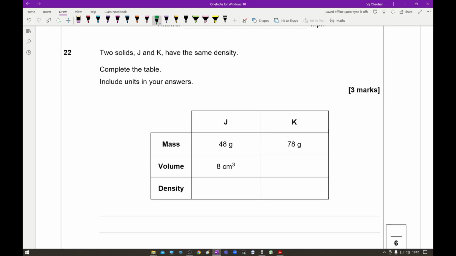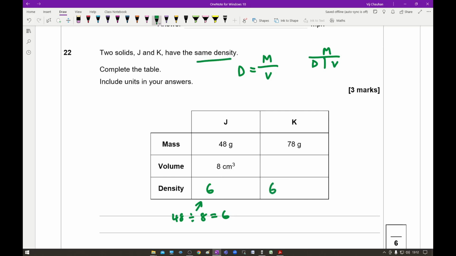So if they've got the same density, let's first of all write down what the density formula is. It's mass over volume, and if you're wanting to use the triangle, that's what we get. So to work out density, I'm going to use this formula here. For this value, it's going to be 48 divided by 8, which gives me an answer of 6. Now it says that the density is the same for J and K, so that's going to be 6.